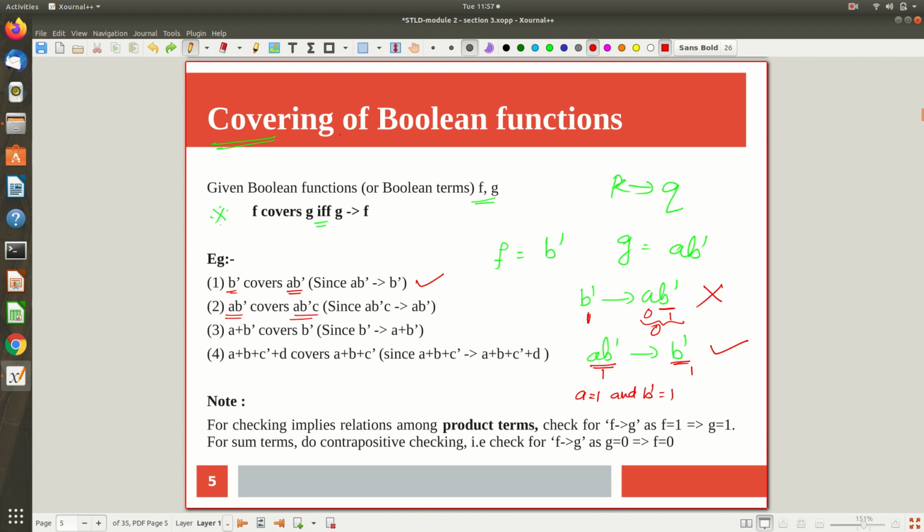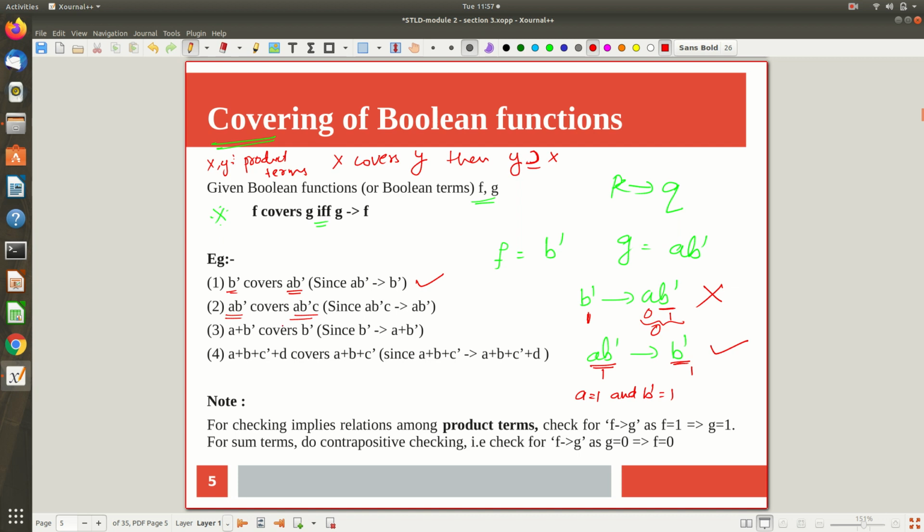So, if X and Y are two product terms, X covers Y. What is my requirement? I want Y to be a superset of X. It can be equal also, because in that case, definitely it is true. It doesn't need to be a proper superset, it is just a superset of X. So the smaller one is actually covering the bigger one.